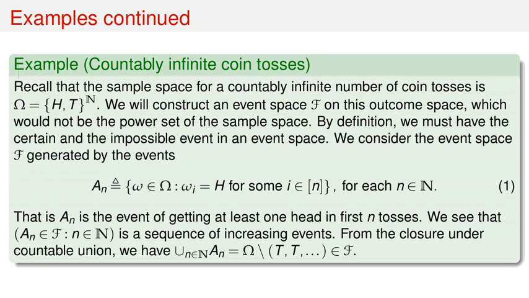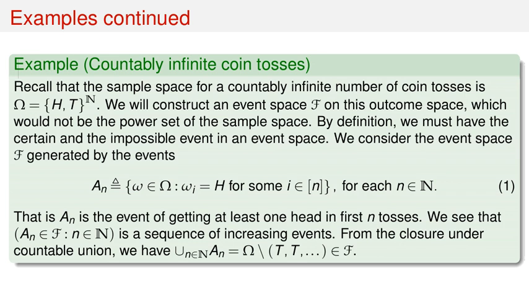Returning to countably infinite coin tosses, recall Omega is {H,T}^N. We aim to construct an event space F on this outcome space that is not the power set of Omega, which is actually unmanageably large for this case. By definition, any event space must contain the certain event Omega and the impossible event, the empty set.